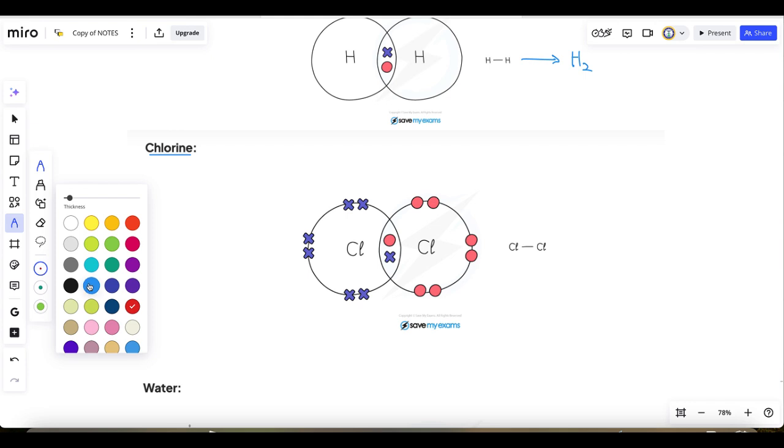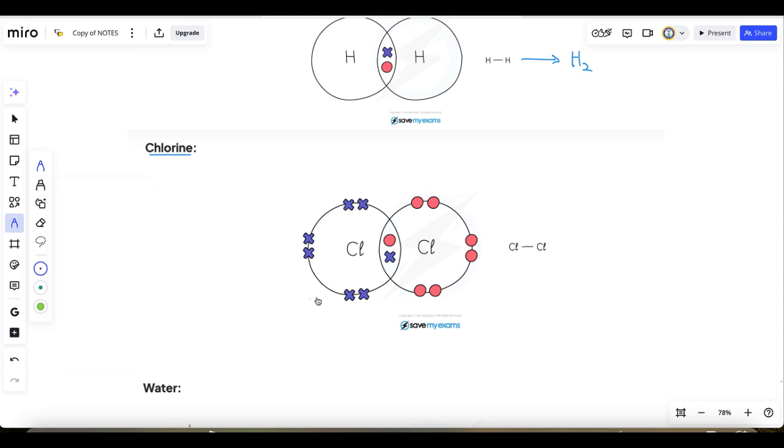Now let's take a look at that. We say chlorine has 7, right? So this chlorine atom has 7, and this chlorine atom also has 7. So what they will do, because it's single in the overlap, when you draw the overlap, this one will bring 1, and this one will bring 1, which is this red. So they will now have 2 here in the overlap.